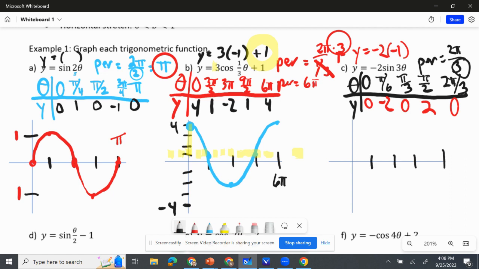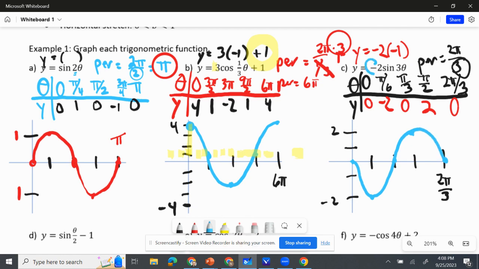We're ending this at 2 pi over 3 because that's our period. That's when it completes the full cycle. And then we're going to go up 2 and we're going to go down 2. So what we have is 0, 0, then -2, 0, +2, and then back to 0. Notice that sign is going in an opposite direction.